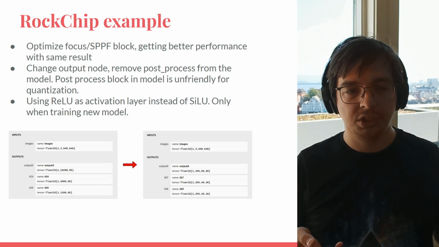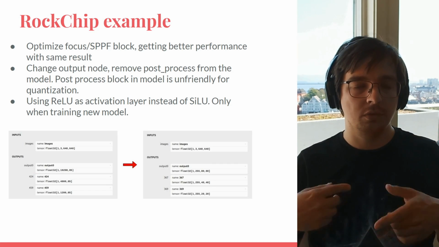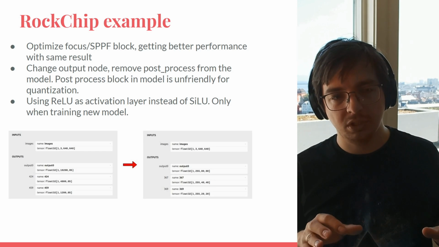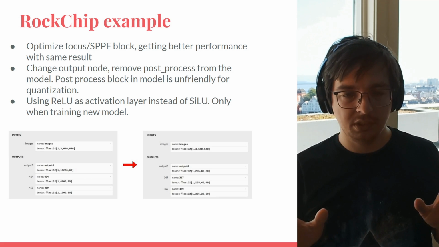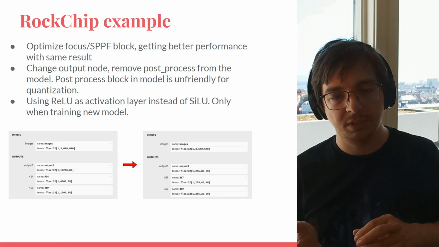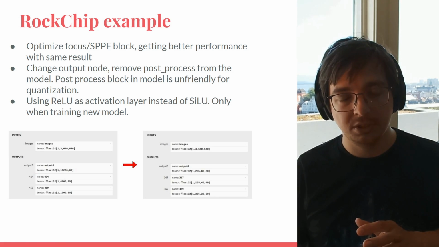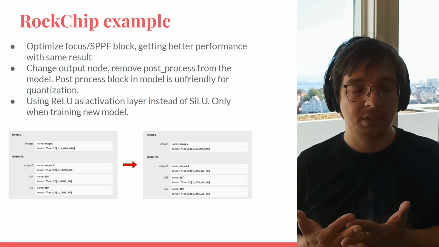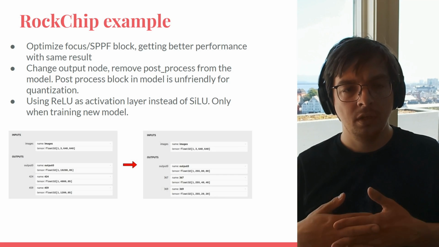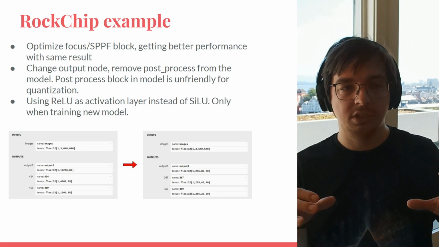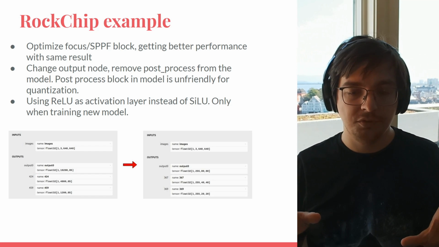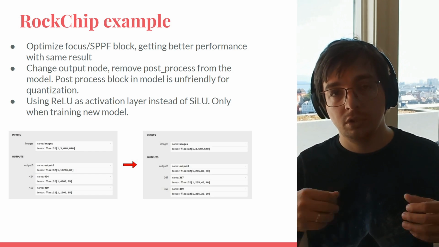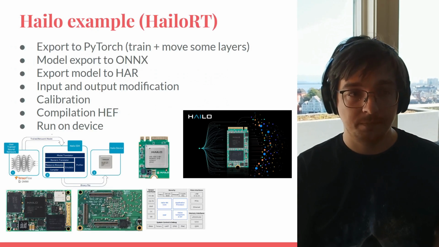You switch to ReLU activation instead of SiLU, but to do this you need to retrain the model, though in general you can go with both approaches. With SiLU activation it will be a little bit slower, but the accuracy will probably be just a bit better. But with ReLU you need to retrain your model. And of course, after you do all this, you need to rewrite your post-processing for your model to make sure that it will run.